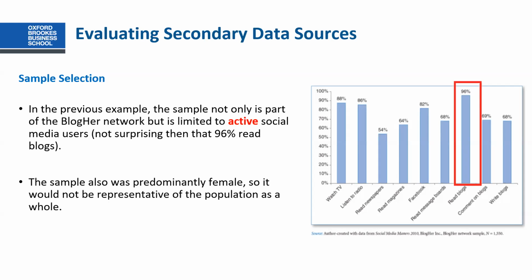Also, the sample was predominantly female, so it would not be representative of the population as a whole. For example, if a company wants to use the results of BlogHair as a secondary research study to support their management decision, then the sample needs to represent the company's population or the target market that they are making the decision for. So in this example, it would be difficult for any company other than BlogHair to use this study to make any management decisions.